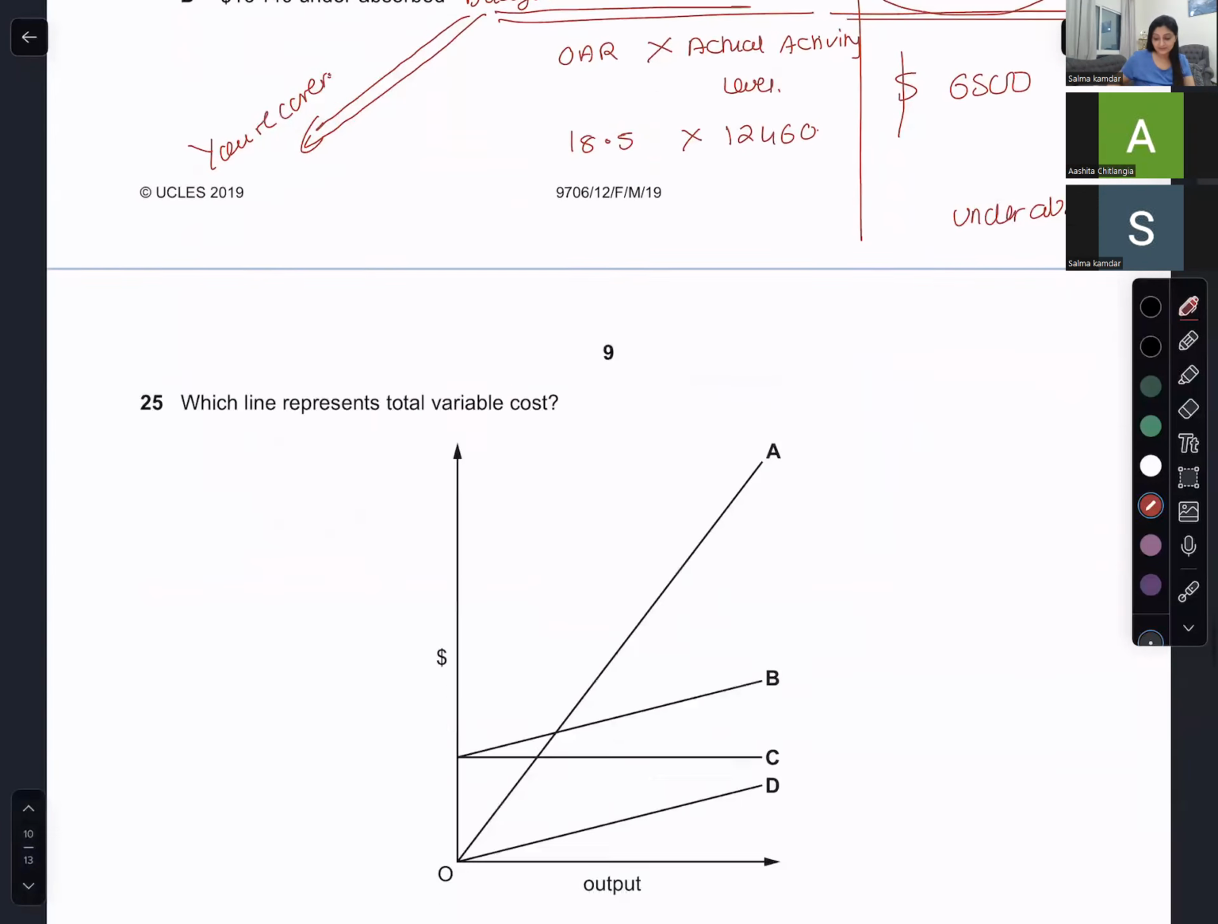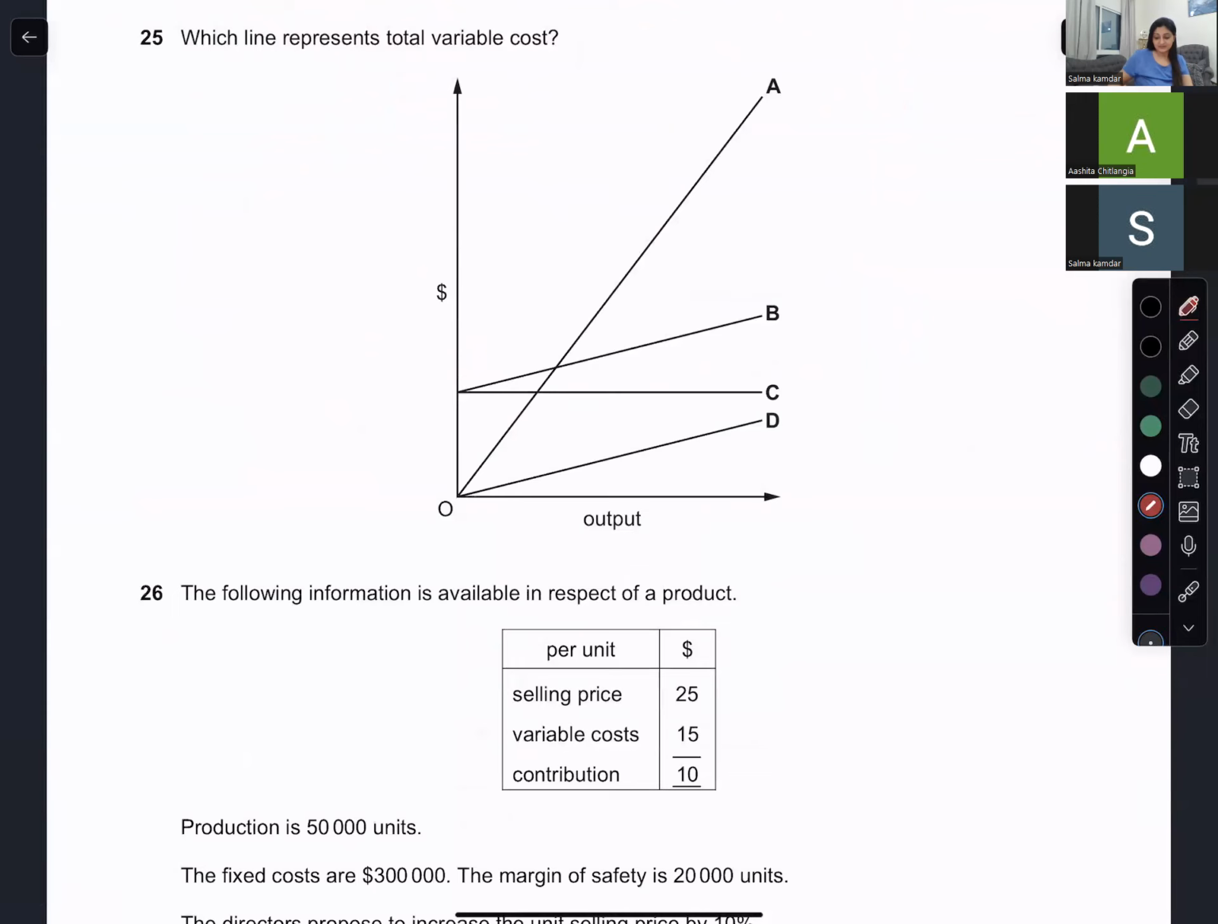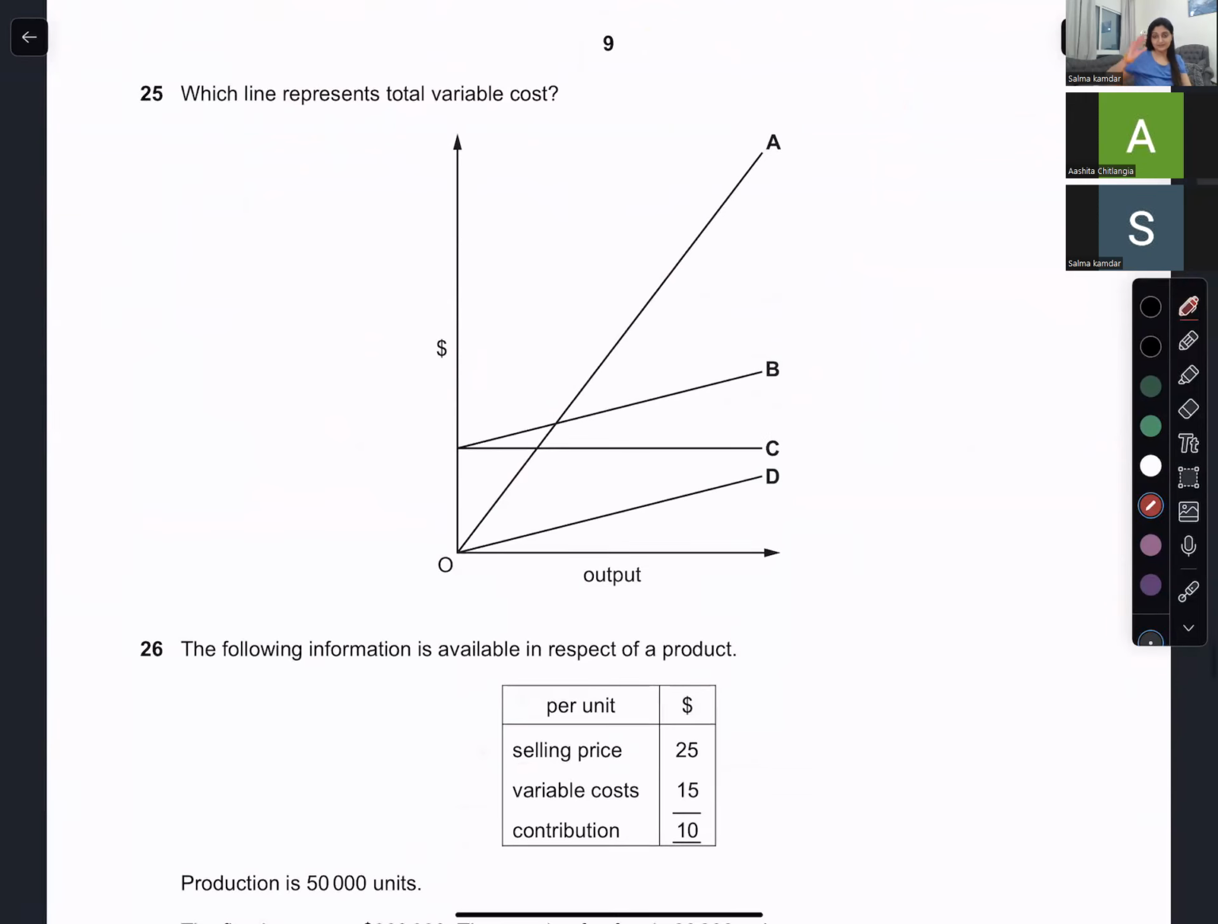Okay, go to the next one. Show your screen. It is not showing, because I did gallery view.